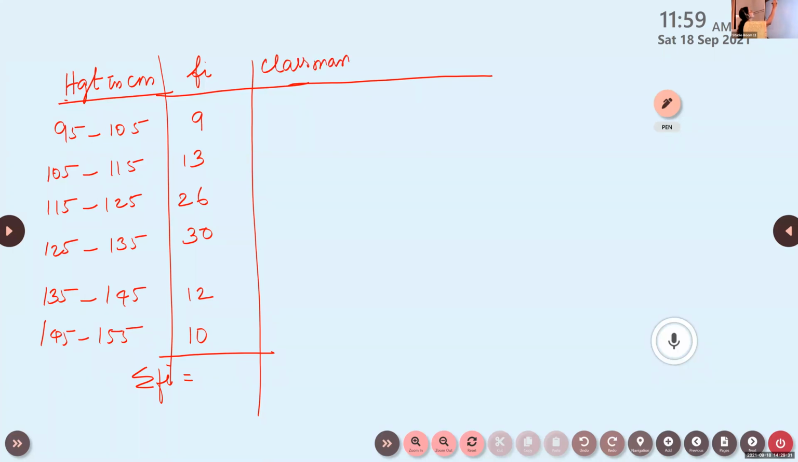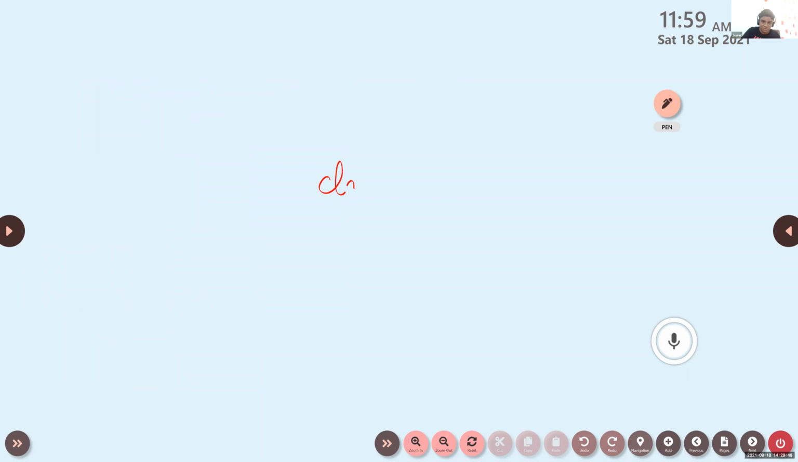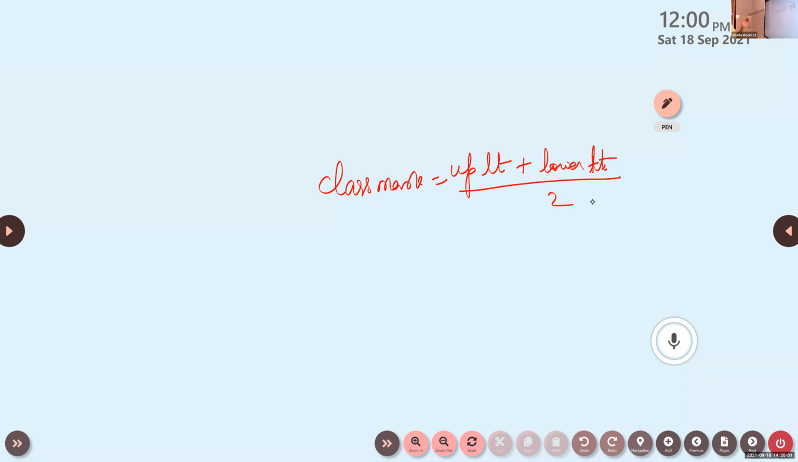How will you find the class mark? Class mark is given by half of upper limit plus lower limit, that is, upper limit plus lower limit by 2. It should lie within the class interval.